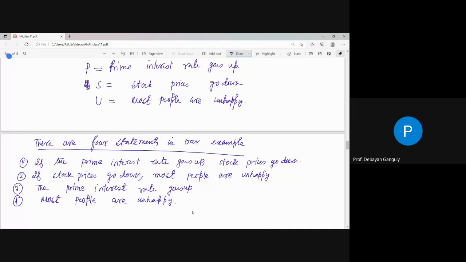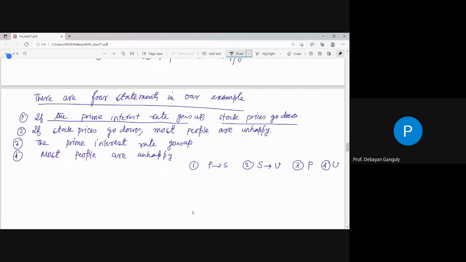So you can simply write, because P means the prime interest rate goes up, from statement 1: if the prime interest rate goes up, the stock price goes down, with S denoting the stock price going down. From the second statement, if the stock price goes down, then people are unhappy. In the third, the prime interest rate goes up, P, and the fourth is U, that means most people are unhappy.